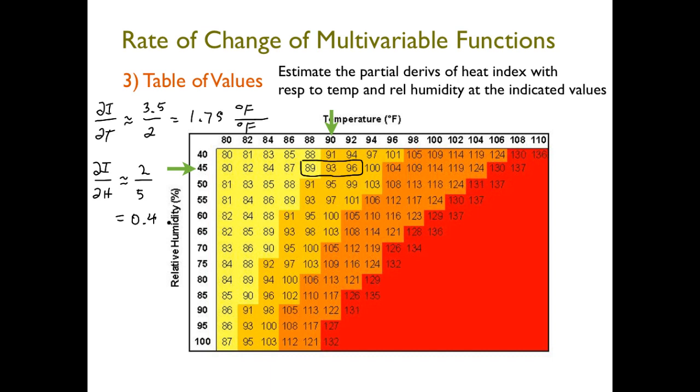Question? How would you know which one to choose? Because like the first, it's 80 and 80 and 81. That's just a change of 1 for every... Oh, because of these green arrows. Because we want the partial derivative when temperature is 90 and your relative humidity is 45. So we're focused right here. Does that answer it? Okay, so 0.4.